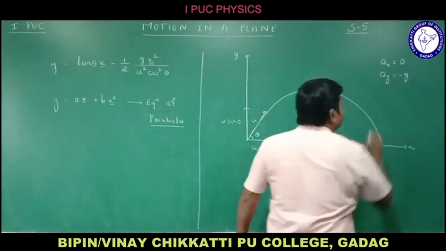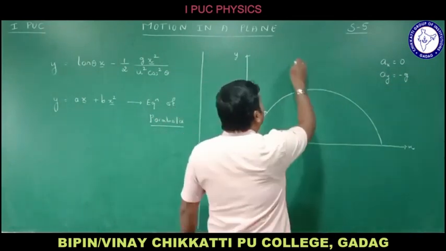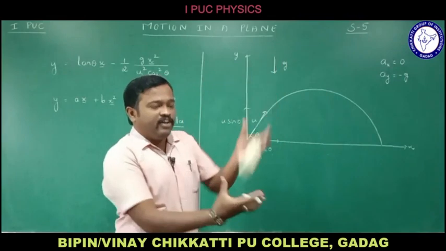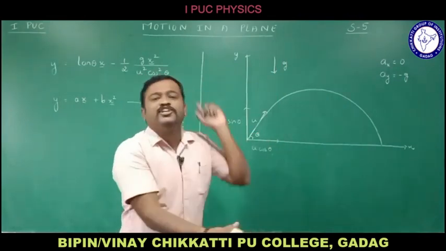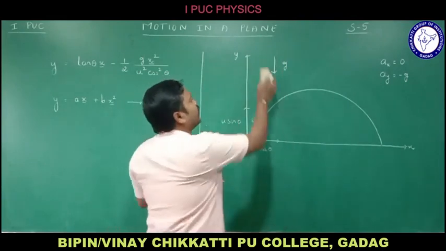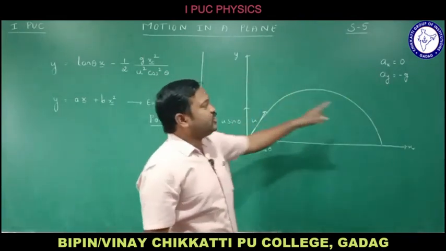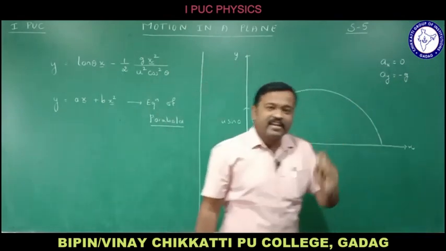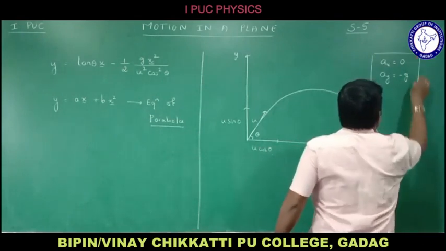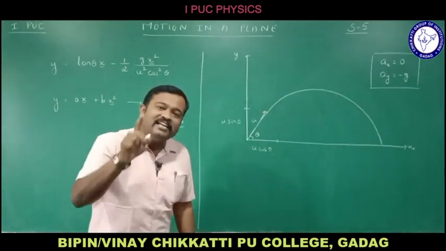Acceleration along the y-axis is minus g, that is acceleration due to gravity, which is downwards. You know that acceleration due to gravity is downwards. If I leave it, it moves with the acceleration due to gravity. So what is the direction of acceleration due to gravity? Downwards. That is why I take the acceleration along the y-axis, that is the vertical acceleration, as minus g. Do understand this: always the horizontal acceleration is 0 and the vertical acceleration is minus g.